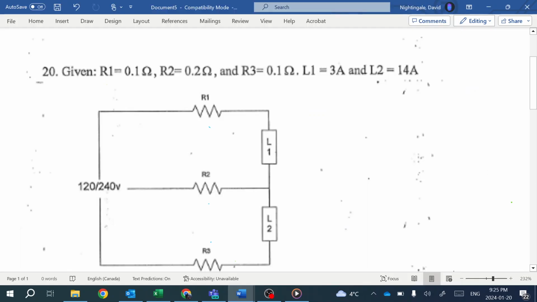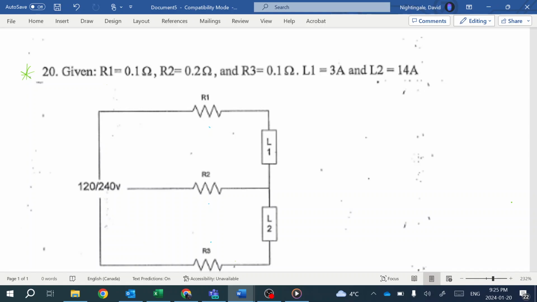Okay, so we're going to do this three-wire circuit question. What we're going to try to find out, given the values that we have up here, is the voltage across load 1 and the voltage across load 2. All right, so let's add in the values that we are given.